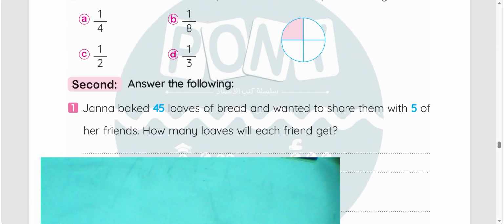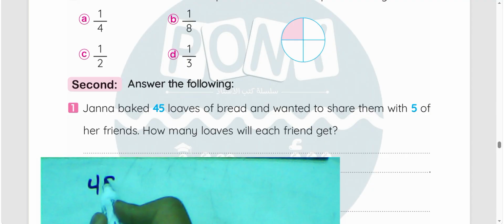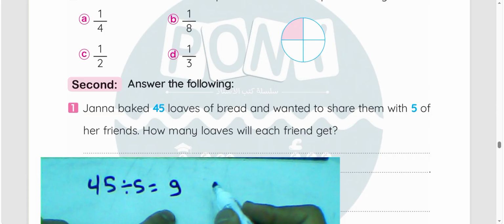So the following. Jana baked 45 layers of bread and wanted to share them with 5 of her friends. How many layers will each friend get? We can divide 45 by 5. We know 5 times 9 is 45. Then 45 divided by 5 is 9. The number of layers of bread will be 9. 9 layers.